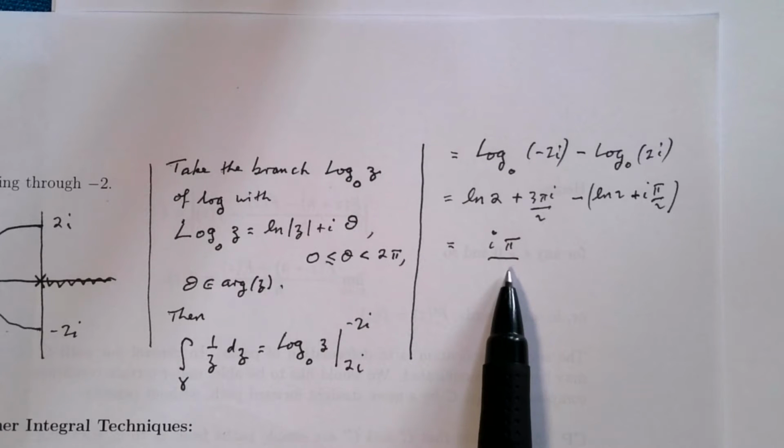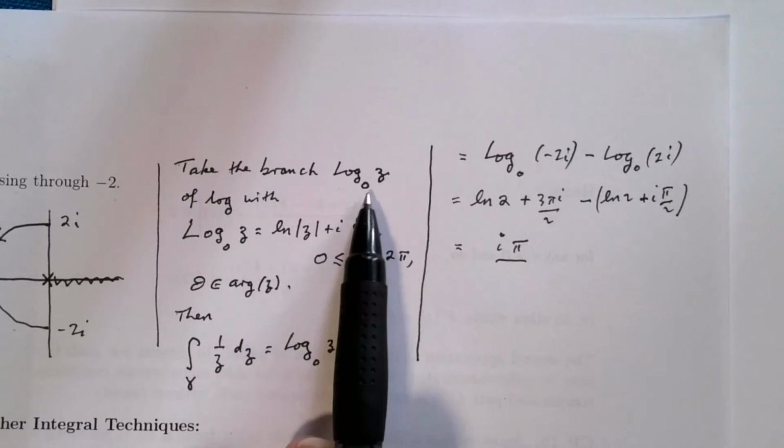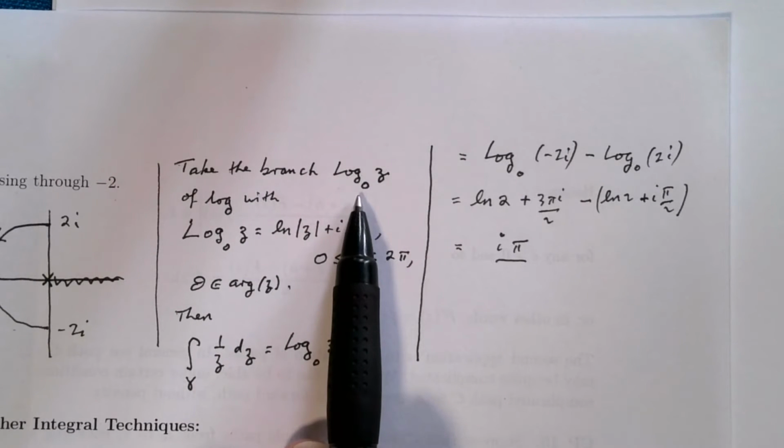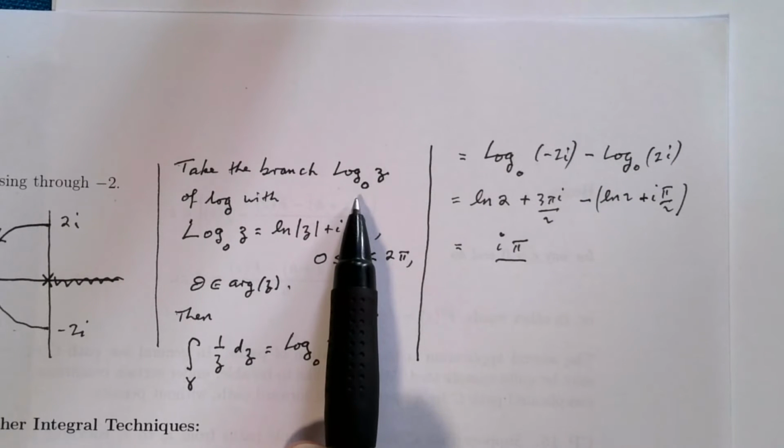So that's just an example of how you can do complex logarithms when you can't apply the theorems directly. What you do is you take a different branch of the logarithm so that you now have an analytic function, and then all the theorems apply nicely.